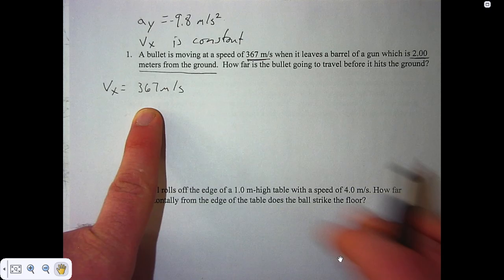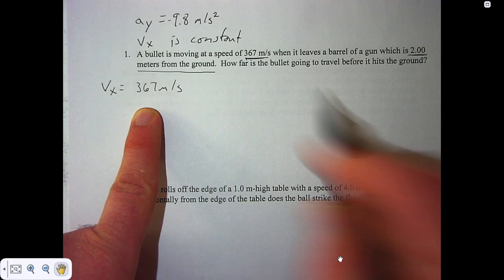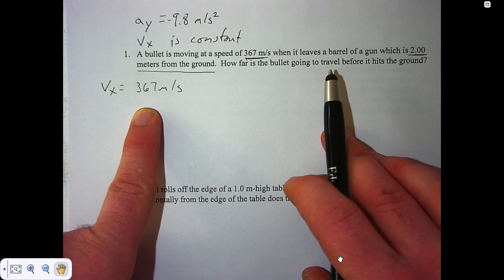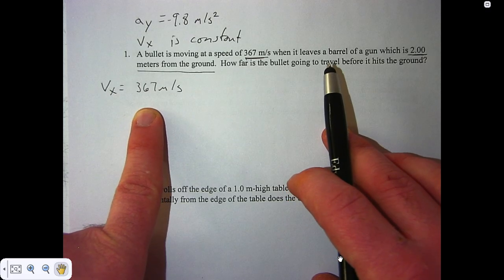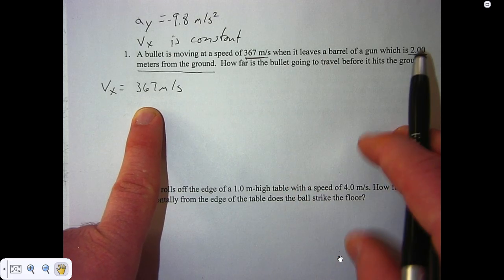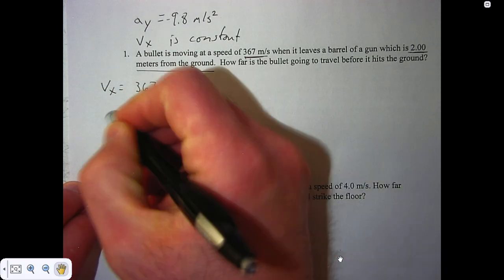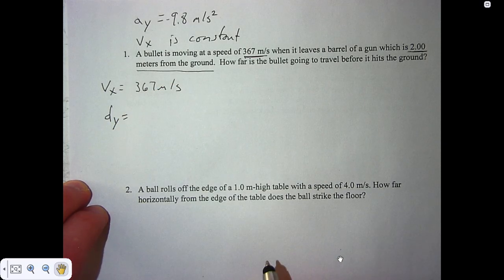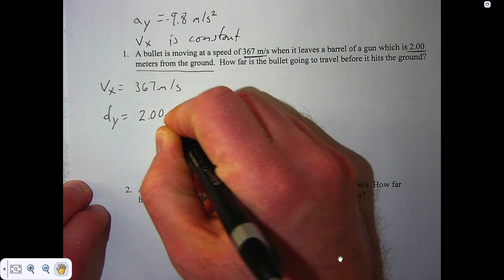Next, I also know that that is a horizontal velocity because it says it's leaving a gun and it's not saying the gun is being fired straight up. So you can assume that it's being shot horizontally because that's how most people shoot a gun. Okay. What does this 2 tell me? Okay. I hear height, I hear y. So let's be more specific. Let's call this dy. So the distance in the y direction, which is 2.00 meters.